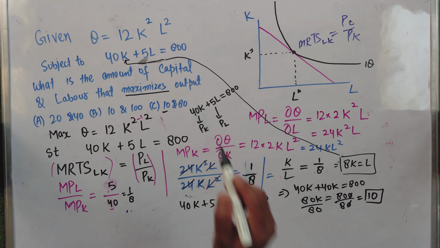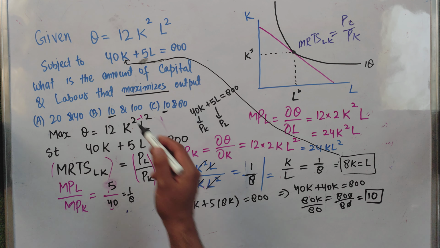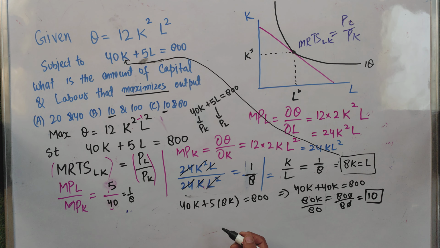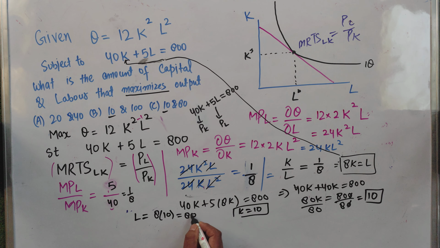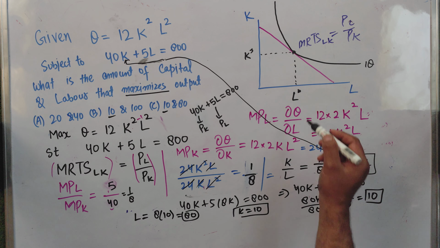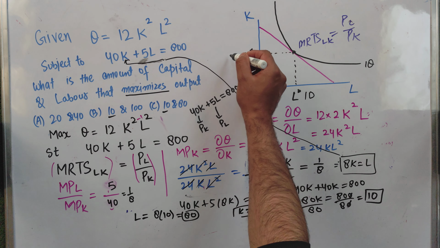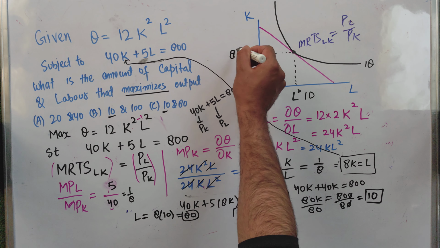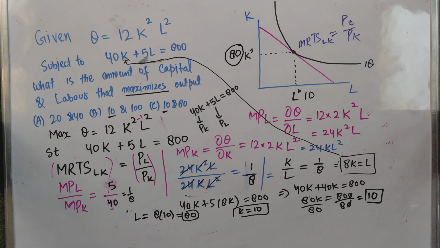That means we get 10 here, and here let us find out the units of labor employed. Simply plug the value of k is equal to 10 in this equation to find out the units of labor employed. So it will be equal to 8 times 10, which comes out to be 80. Okay, so the units of capital employed will be equal to 10, units of labor employed will be equal to 80. So the whole calculation went wrong where I miscalculated the slope. Slope was in fact 1 upon 8. I had written it as 8.